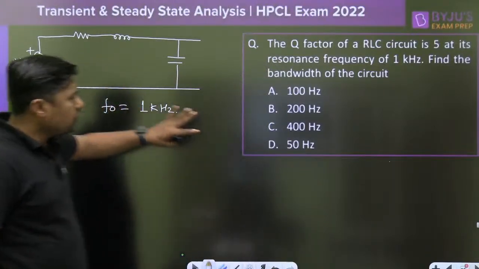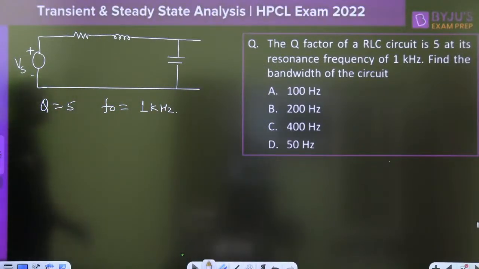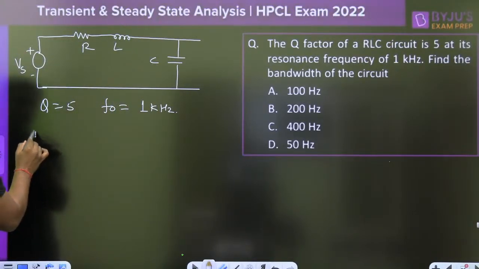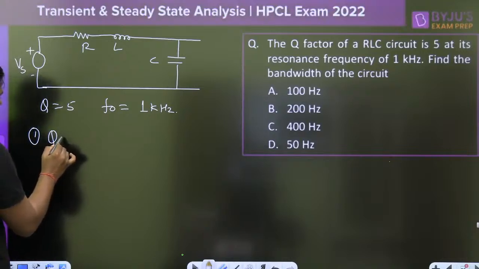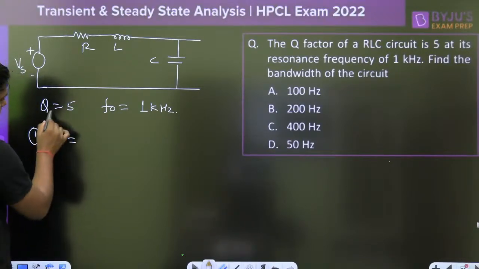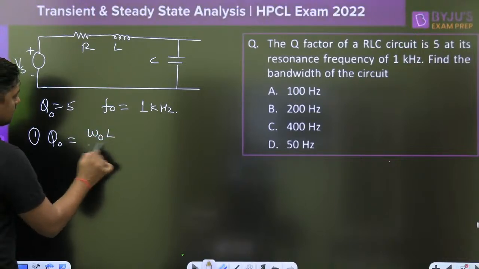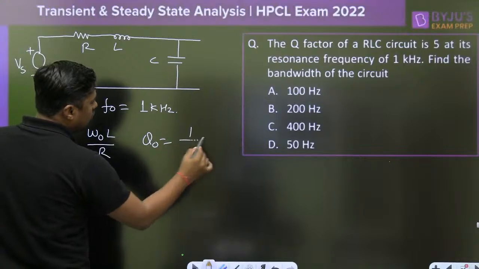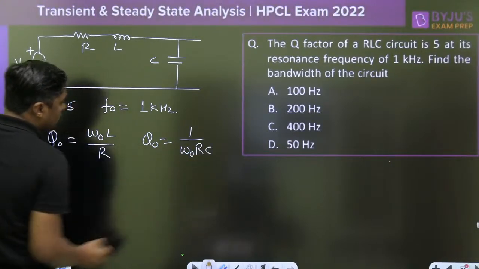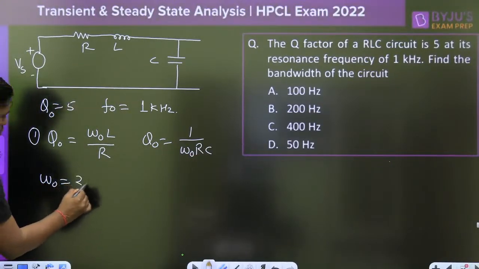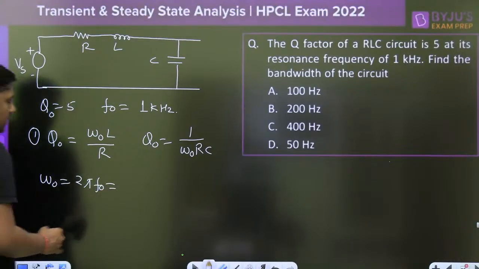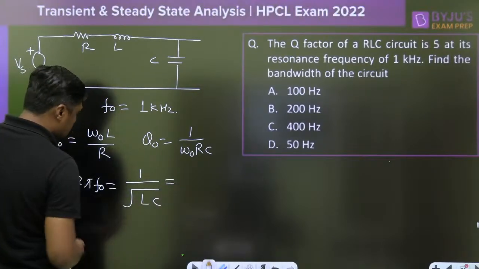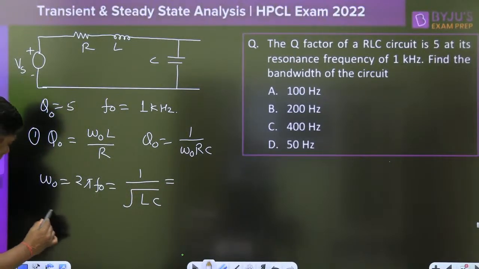Bandwidth means you have to remember each and every formula for the series RLC circuit. What are the formulas? First, the quality factor of the circuit is given by omega naught L by R, or it is also given as 1 by omega naught RC. Under resonance, omega naught is equal to 2 pi f naught. The resonance frequency is given by 1 by root over LC.